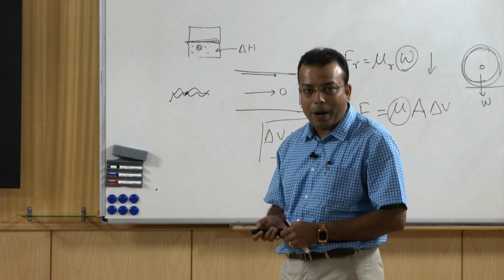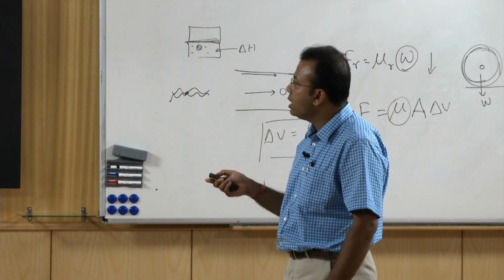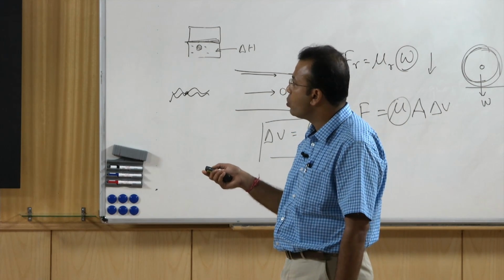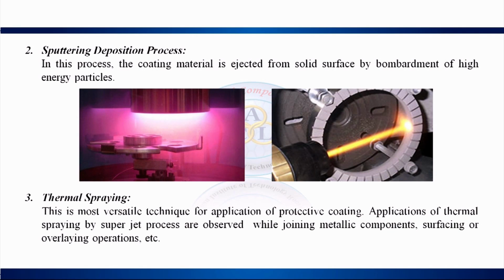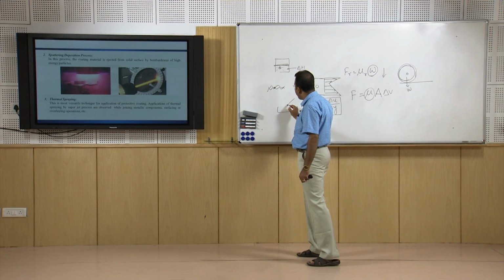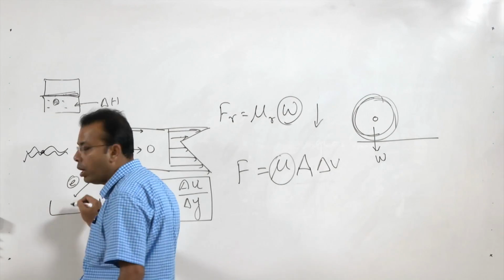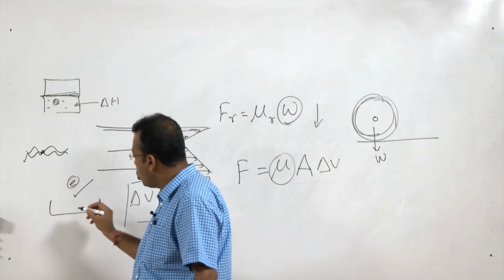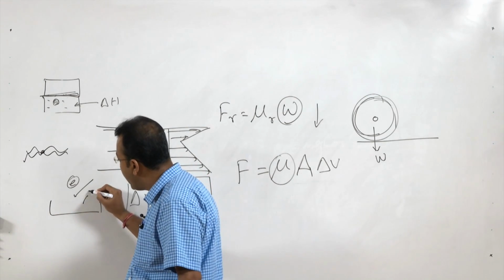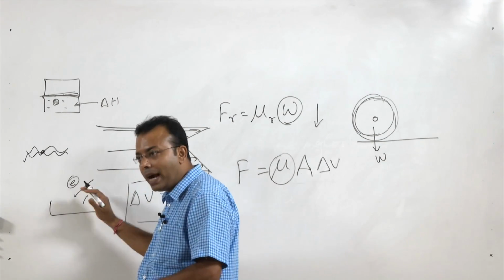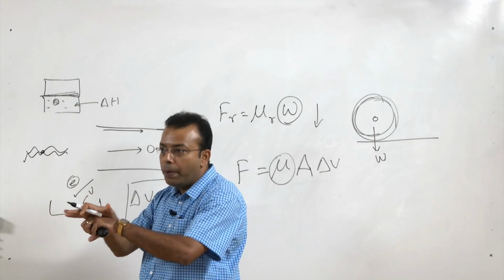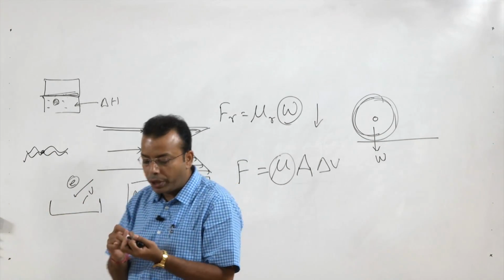Next is called the sputtering deposition process. In this process, the coating material is ejected from a solid surface by bombardment of high energy particles. So, we are having some solid material over there. Now, we are doing the bombardment of electrons on that particular material, so that this material will get into the vapor condition, and then that vapor will deposit onto some material, so that it will do the coating of that particular material.